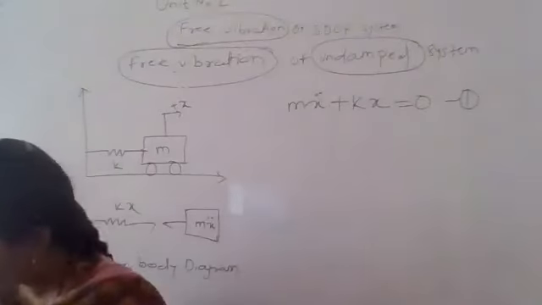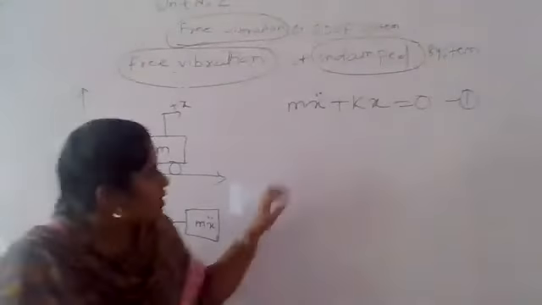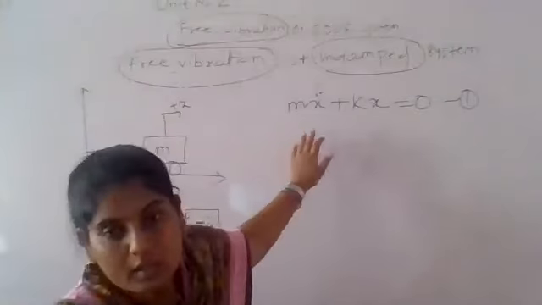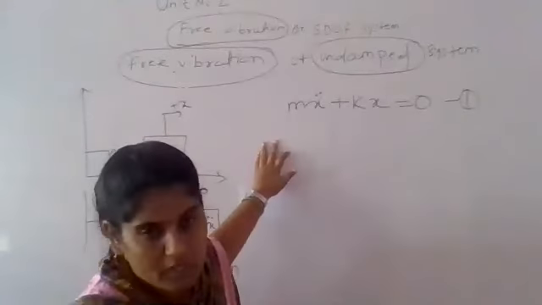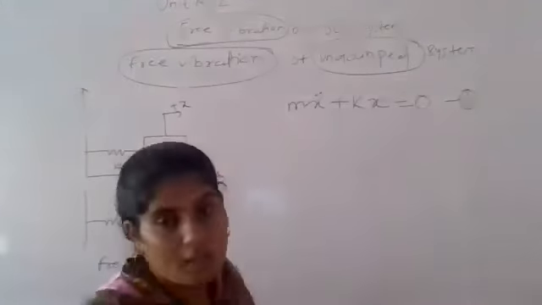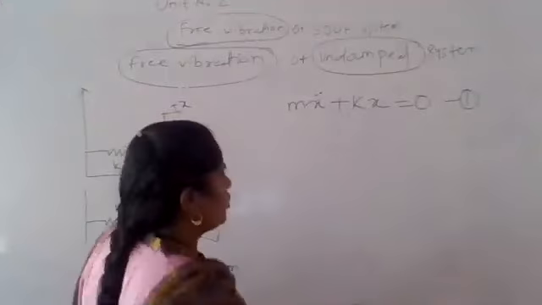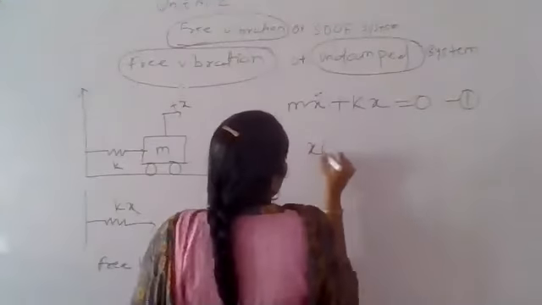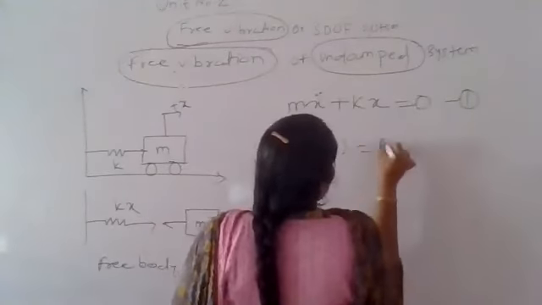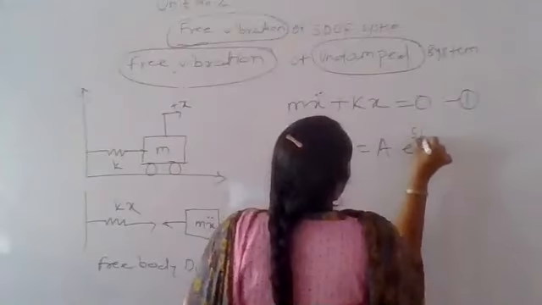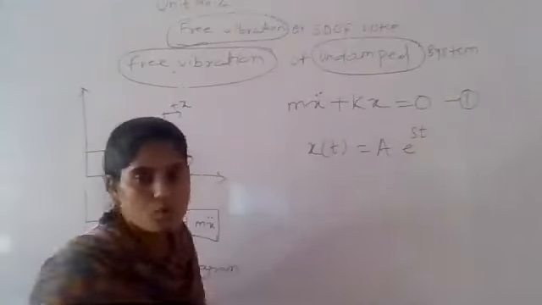Look, this equation, m x double dot plus kx equal to 0, is a linear differential equation. Then how to solve this equation? By putting x of t is equal to A into e raised to st. Okay, how to solve this equation?